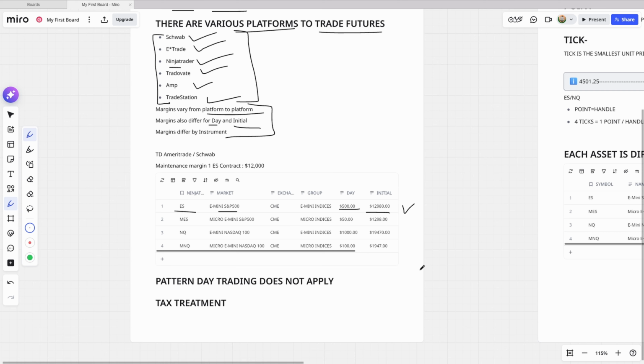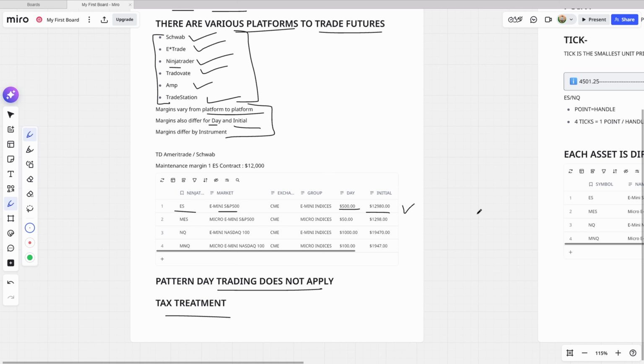Another major advantage of futures trading is that the pattern day trader rule does not apply. If you've traded stocks before, you know that you need at least $25,000 in your account to day trade freely. Futures do not have that restriction. You can trade multiple times a day without being limited by PDT rules.